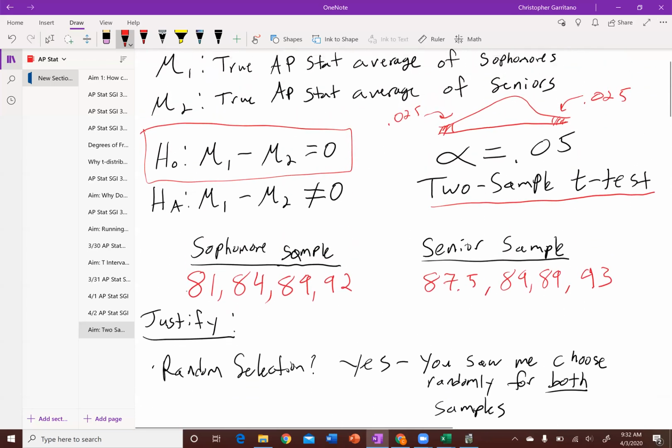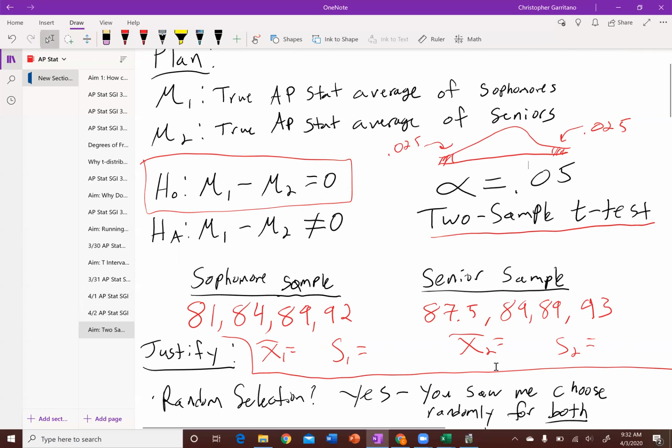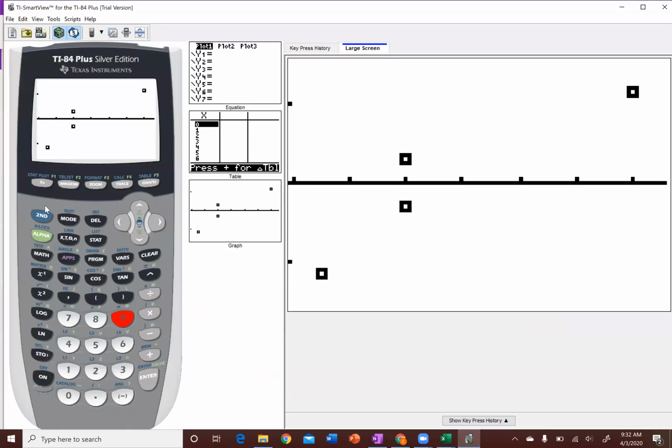So before we do that, let's get the values that are necessary. I don't have much space here, but I'm just going to write the summary statistics for these two samples. So let's call x bar 1, S1. So I'm going to write the mean and the standard deviation of the sophomore sample, and then the mean and the standard deviation of the senior sample. And I'm going to use my calculator to get this information. Let me quit to the home screen.